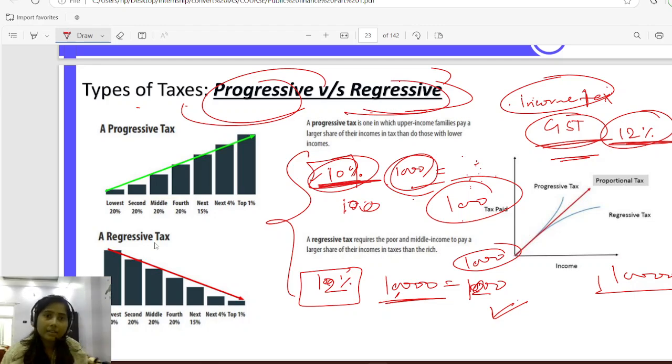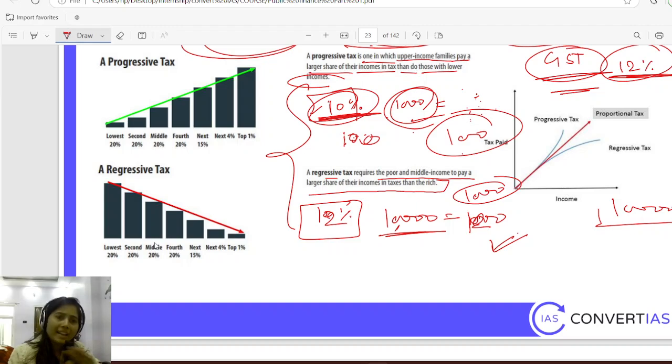So I hope you are clear about the difference between progressive and regressive. Progressive tax is one in which upper income families pay a larger share of their income in tax than those with lower income. Regressive tax requires the poor and middle class to pay a larger share of their income in tax than the rich. Same thing I have already explained, that's okay.